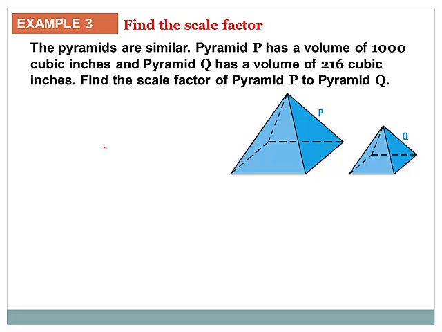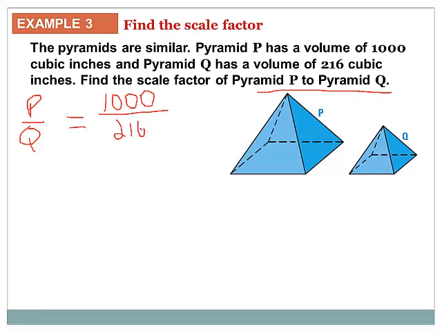Alright, moving to example 3. It says the pyramids are similar. Pyramid P has a volume of 1,000 cubic inches and pyramid Q has a volume of 216 cubic inches. Find the scale factor of pyramid P to pyramid Q. They want us to go from P to Q, and it tells us the volume. So the volume of P is 1,000. The volume of Q would be 216.